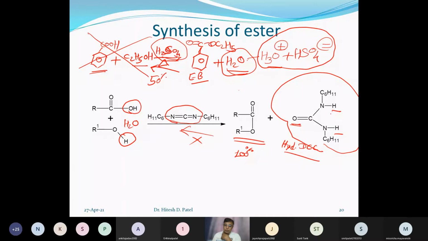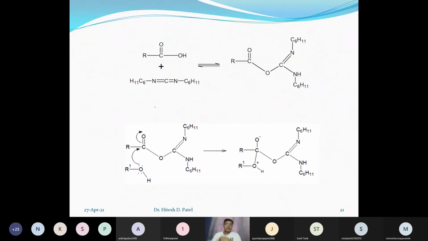Sorry, C double bond O, NH, NH. It means hydrated DCC we are having, but we are not having DCC. So it is called a reagent. Now how is it important for the synthesis?